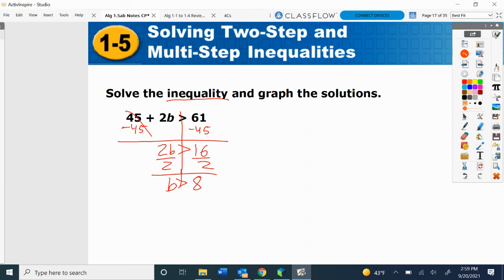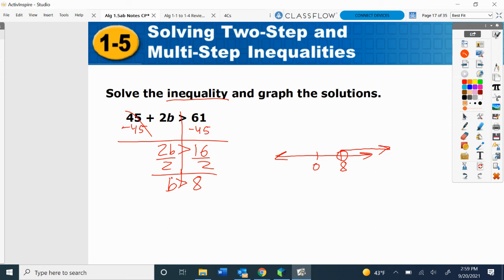We didn't have to flip the symbol at all because we didn't multiply or divide by any negative numbers, so we're okay. Our steps were the same as a two-step equation. B is greater than 8, so let's graph it. We put our line here. We have 0, we have 8. We want an open circle on 8, and we want to show that b can be anything greater than 8, so we go to the right of 8.